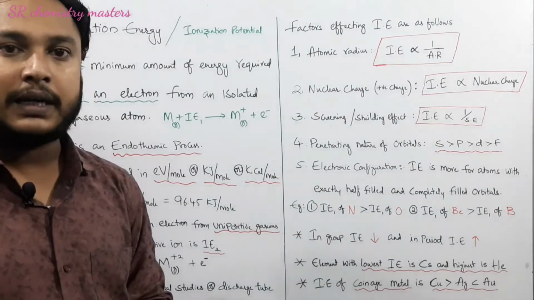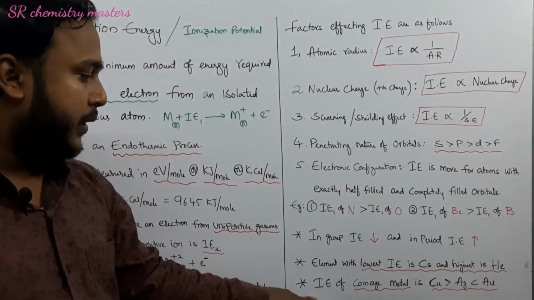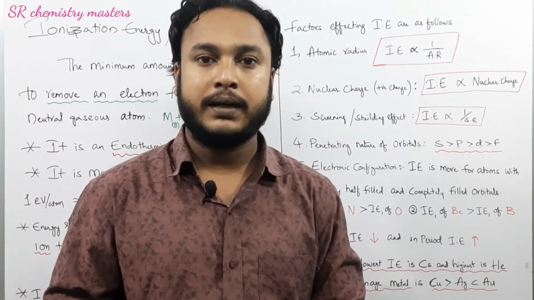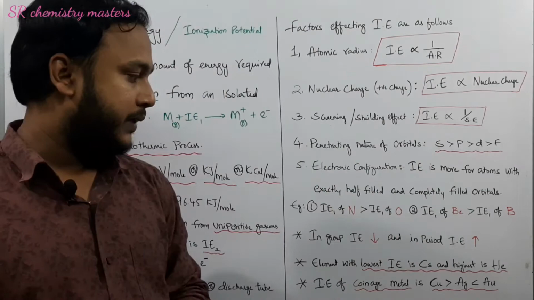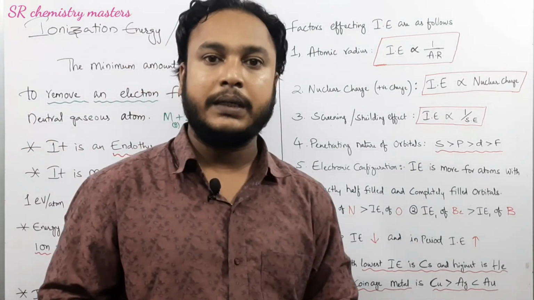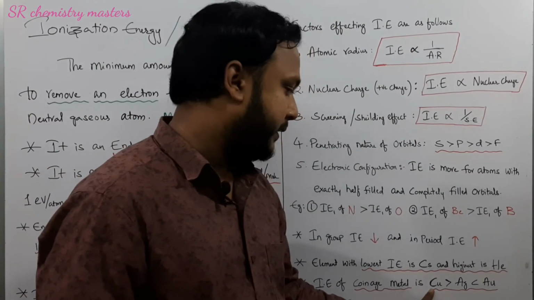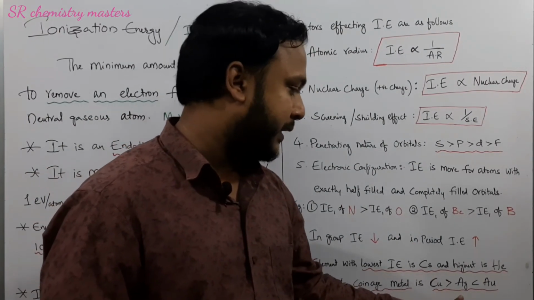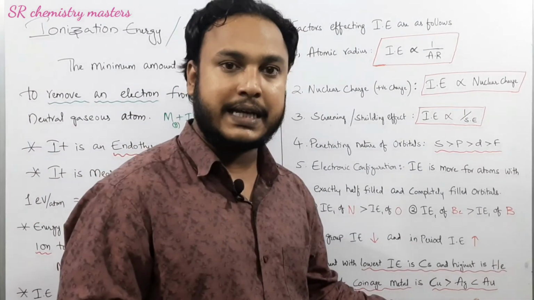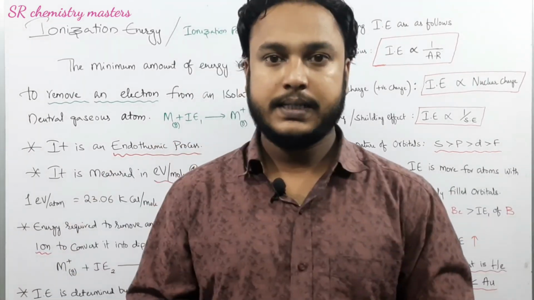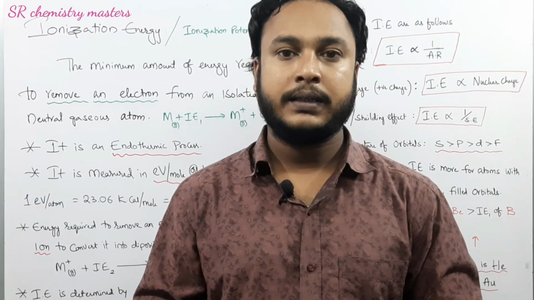And if we compare the ionization energy of coinage metals, remember copper, silver and gold are considered as coinage metals. If we compare the ionization energy values of coinage metals, copper has greater ionization energy when compared to silver, and silver has less ionization energy value when compared to gold. This is ionization potential or ionization energy.